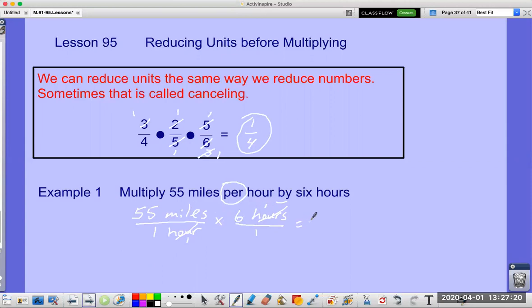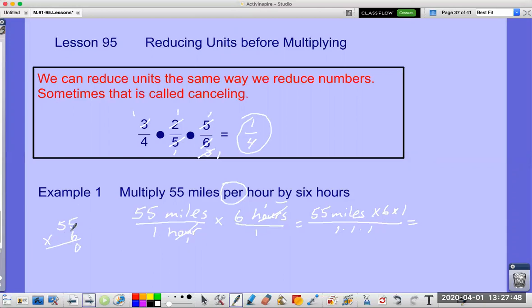Let me just rewrite that for you. It's 55 miles times 6 times 1. That's all in the numerator. The denominator, all I have is this 1 times this 1 times that 1. Okay, so all that remains to be done then is actually multiplying that 55 times 6.